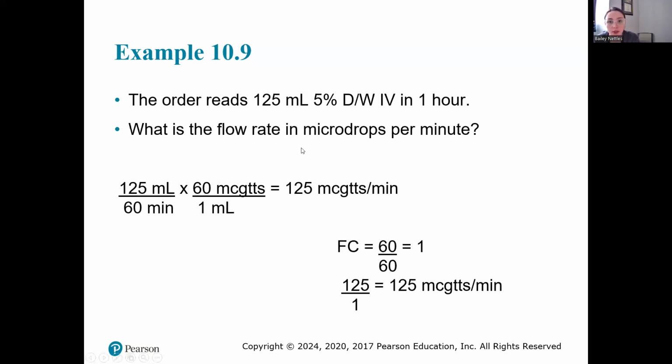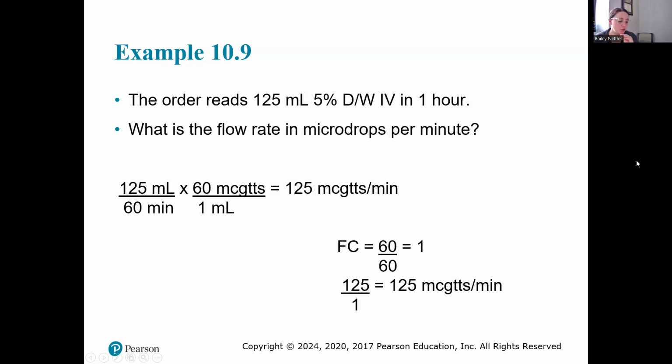Micro drops, we know from the conversion earlier, there are 60 micro drops in every milliliter. So that's where I got this conversion from. 60 micro drops are in every milliliter, okay? So I plugged it in. My milliliters cancel out. I'm left with micro drops over a minute. So 125 times 60 divided by 60 is 125. So 125 mils an hour is 125 drops per minute. Micro drops per minute, sorry.